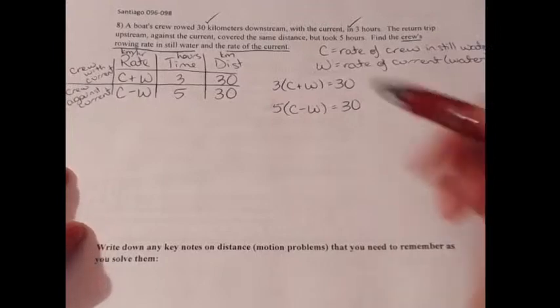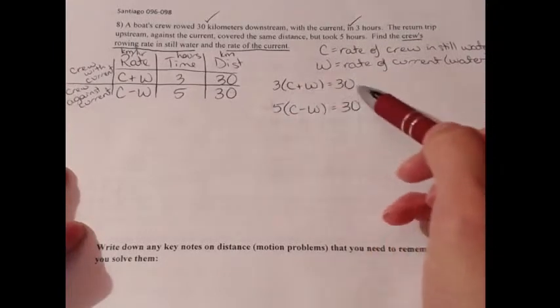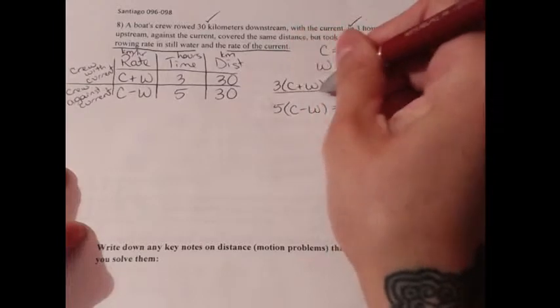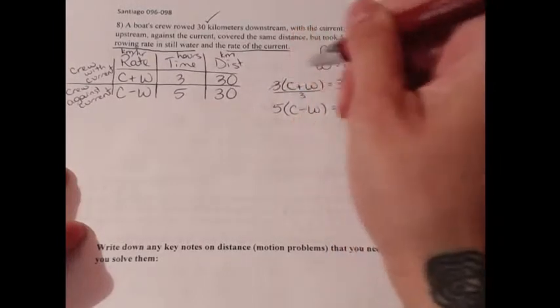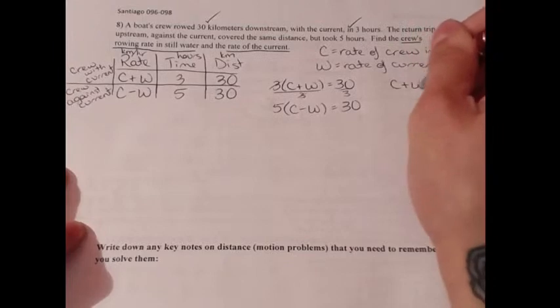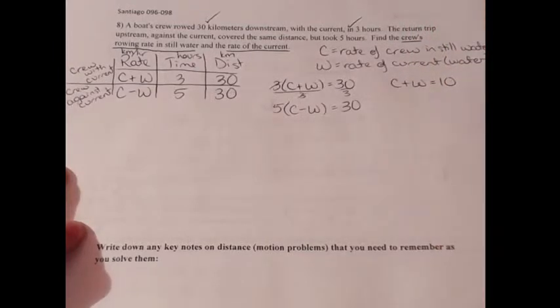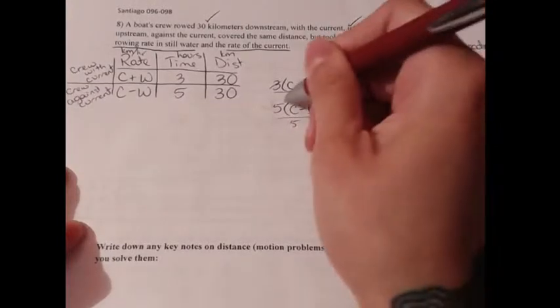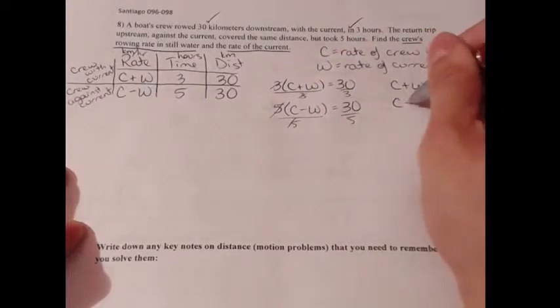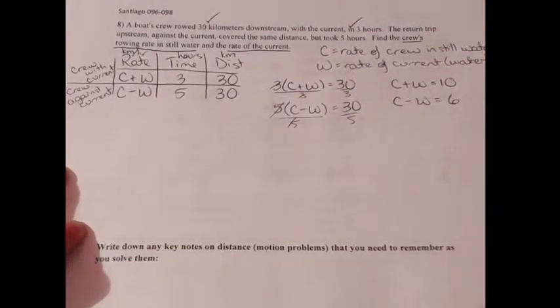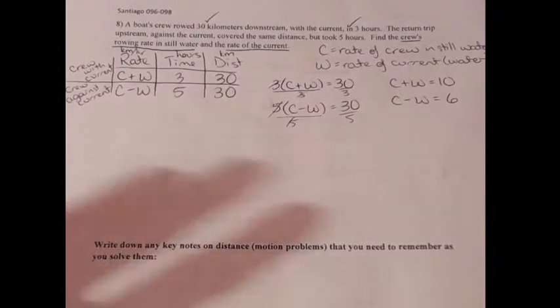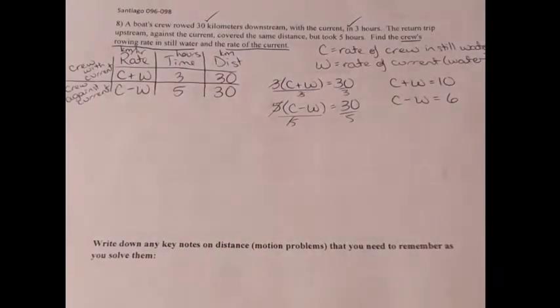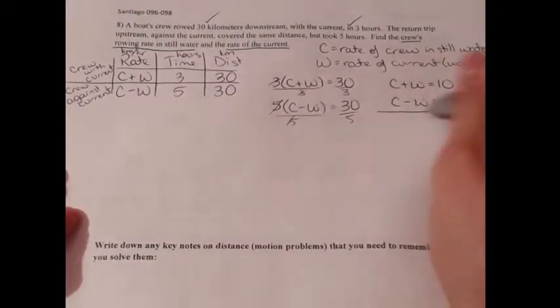The shortcut that we learned is that if we divide both sides by 3, for instance, we get C plus W is equal to 10 without a coefficient. It actually makes it a lot easier. If we take the second equation, we divide by 5. Notice the 5's cancel. We're left with C minus W is equal to 6. By dividing out these coefficients, we have our 2 equations in our system, and it becomes incredibly easy to solve.